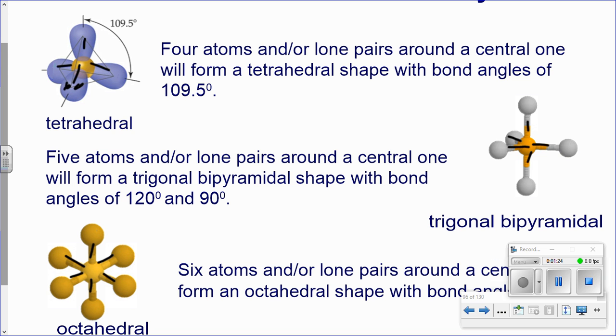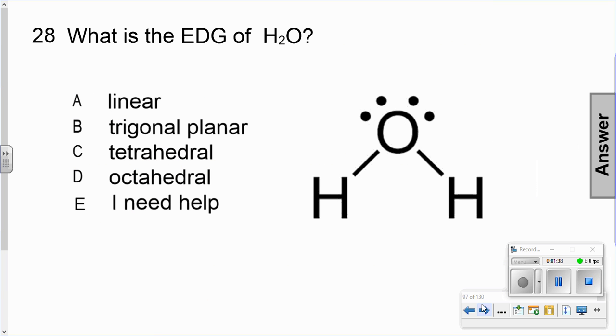Now sometimes we have lone pairs in here, which changes the shape but doesn't change the electron domain geometry. In other words, there's still 1, 2, 3, 4 things around the central atom. So as I go through this, I will talk about how the EDG, the electron domain geometry, the regions of electron density, does not change as long as we're within a shape.